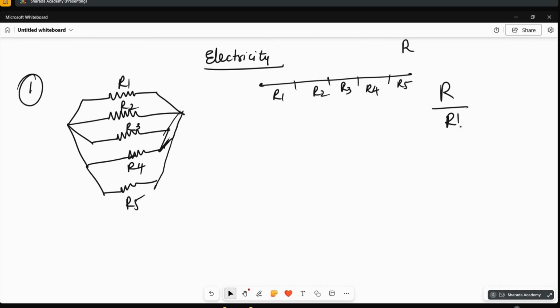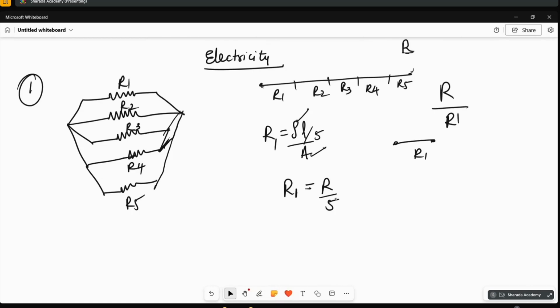Now, R is equal to rho into L by A. We know that resistance is rho into L by A. If I cut one wire with resistance R into 5 parts, what happens to the resistance of each piece? For R1, rho is same, area is also same. Only length will become L by 5 because it is cut into 5 equal parts. So what will be the R1 resistance? That is equal to R by 5.